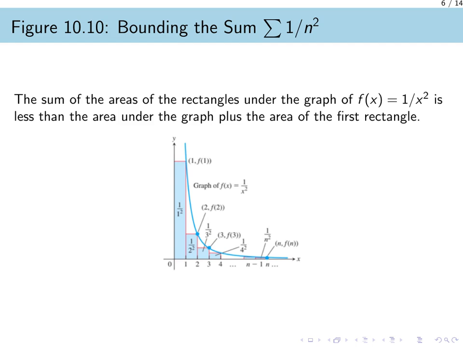Since the integral of 1 over x squared from 1 to infinity converges to a finite number, it provides an upper bound for our series sums. This visual argument shows that if the integral converges, the corresponding series must also converge.